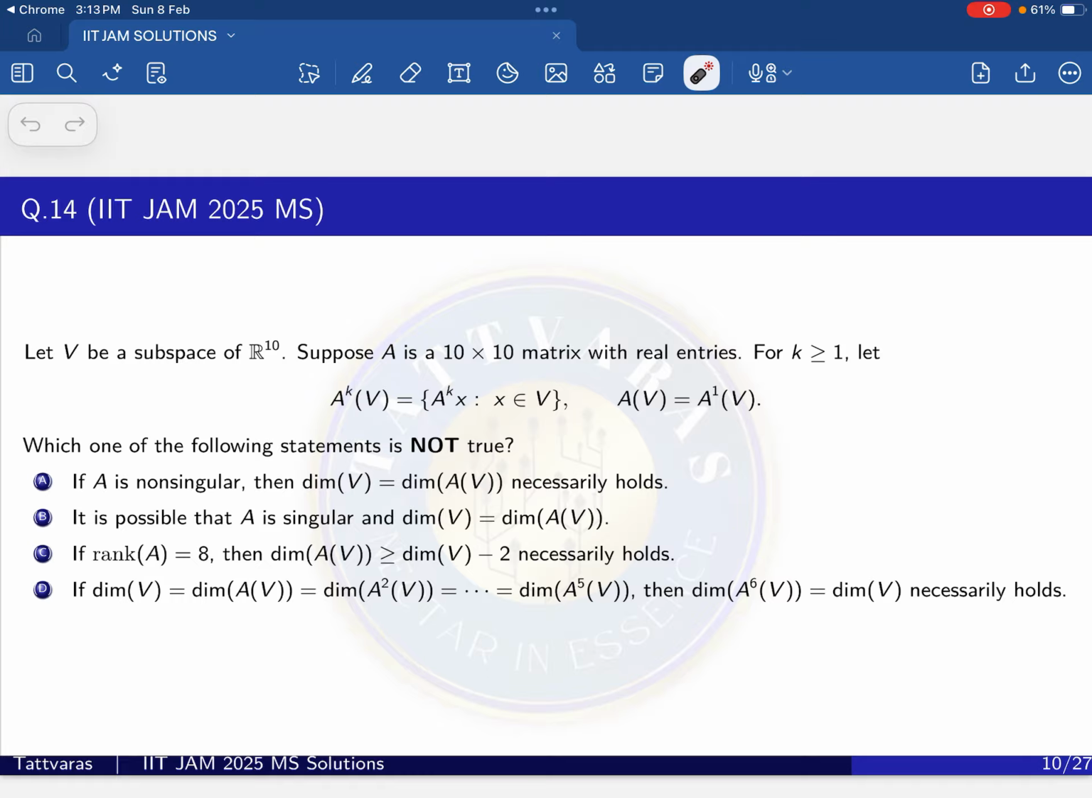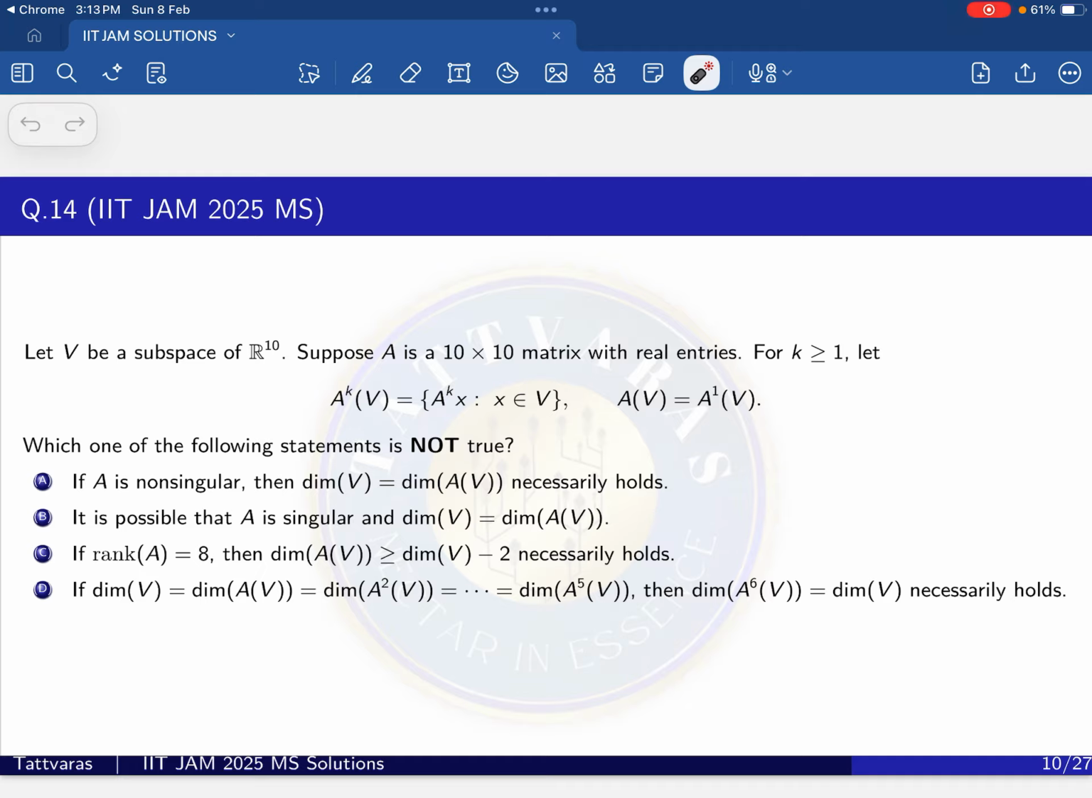Suppose A is a 10 cross 10 matrix with real entries, and for any integer k you define this set A power k bracket V, which is nothing but basically the image set of the matrix A power k when you multiply vectors from the subspace V. So this also means we have the trivial notation that AV is equal to A power 1 of V.